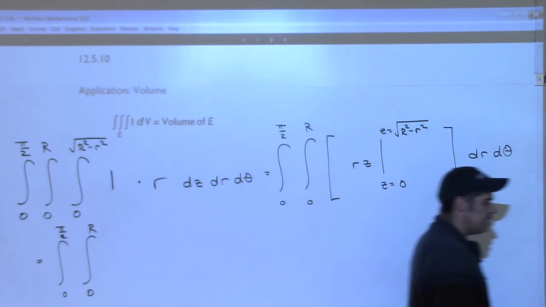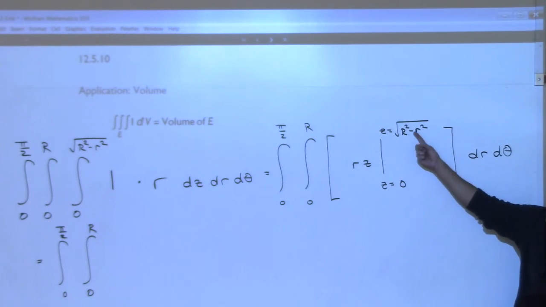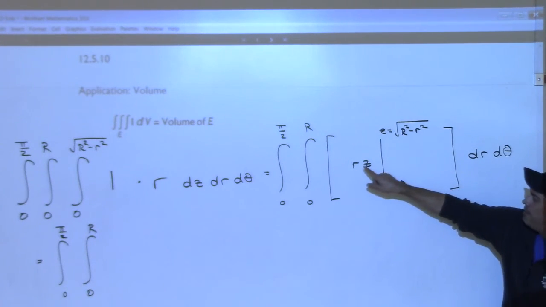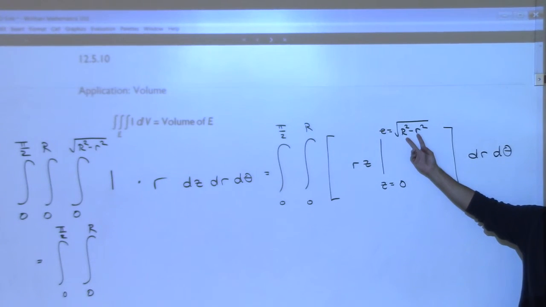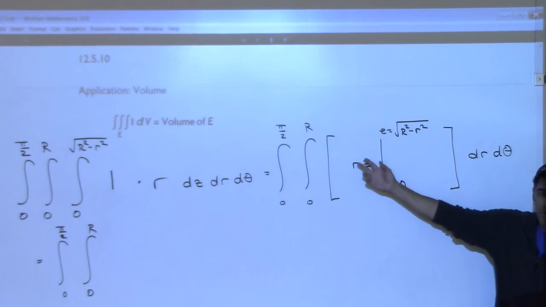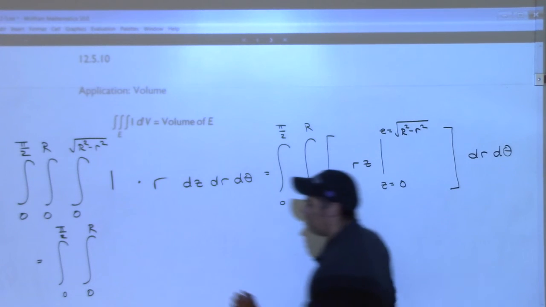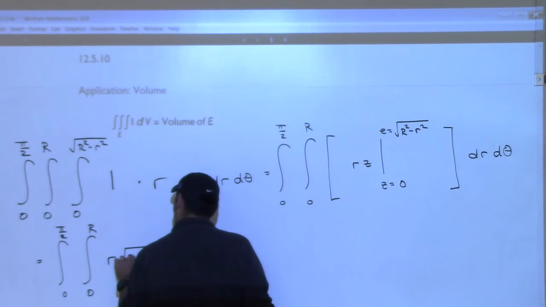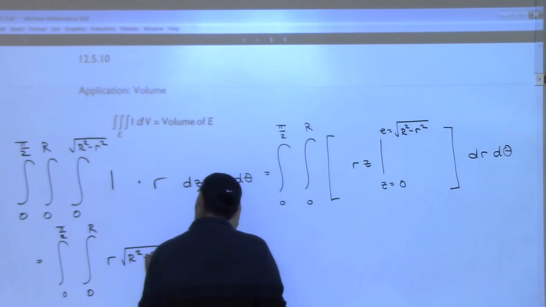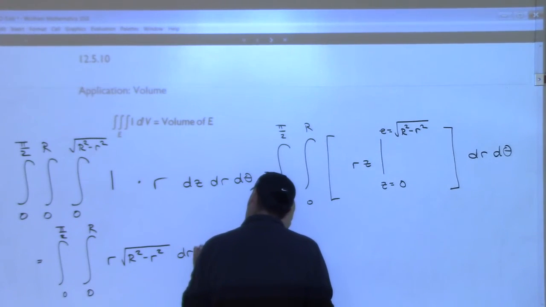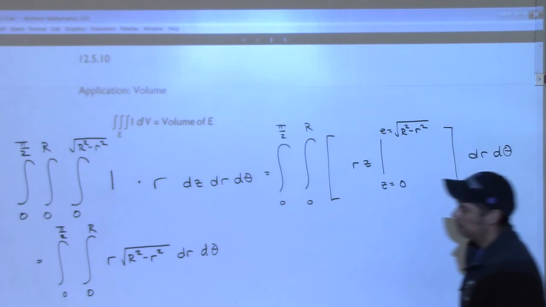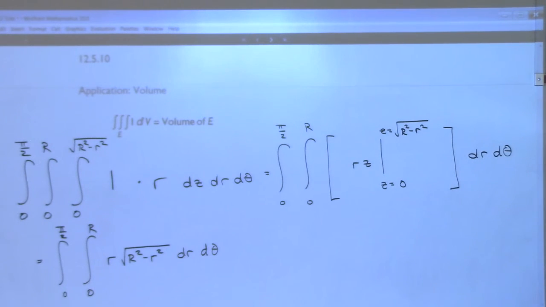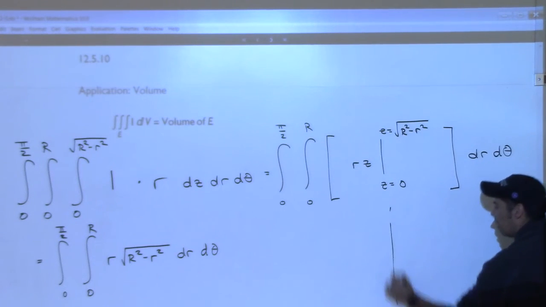All right, so this will be nice when we plug this in. When we plug this in for Z, we'll just have little r times that thing, right? And when we plug Z in, 0 goes away. So all we're left with here is little r times the square root of capital R squared minus little r squared dr d theta. You all with me?